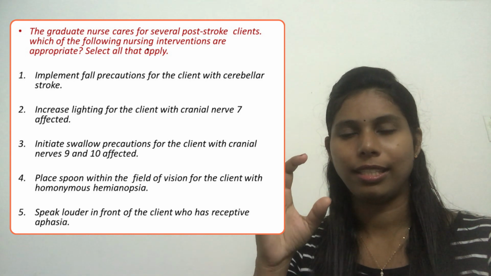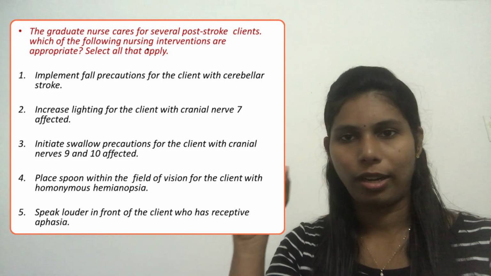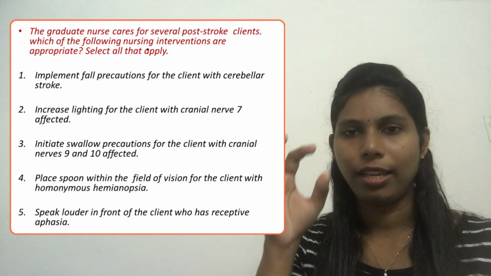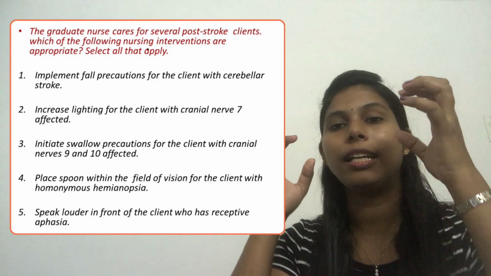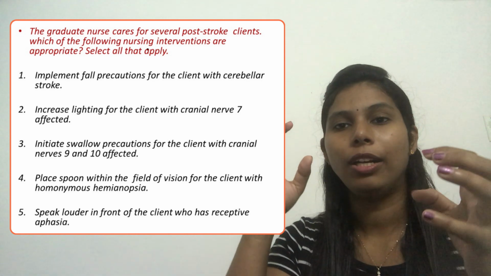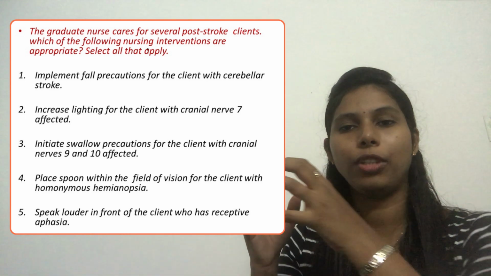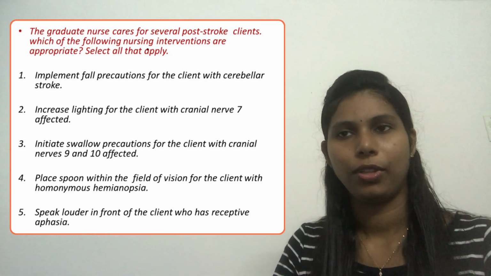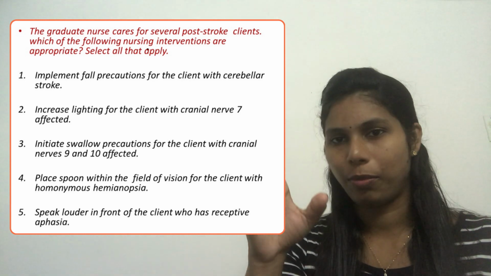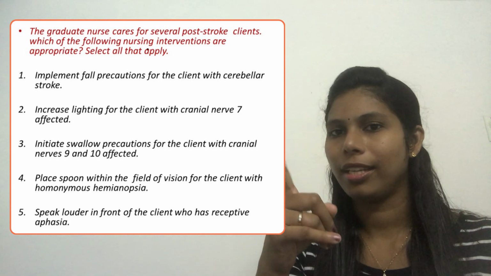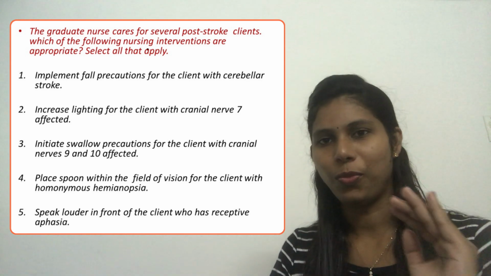It directly says that a graduate nurse is taking care of post-stroke clients. While she is taking care, what are the correct interventions, or which are the proper steps that she should perform out of the options given below? It is a select all that apply question, so all 5 options might be correct, or 1 will be correct, otherwise 2 or 3 will be correct. So we'll see the options one by one.